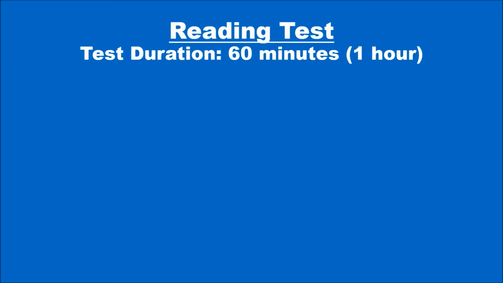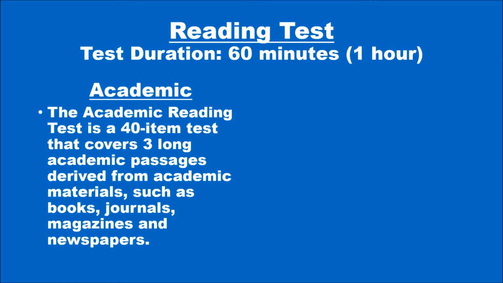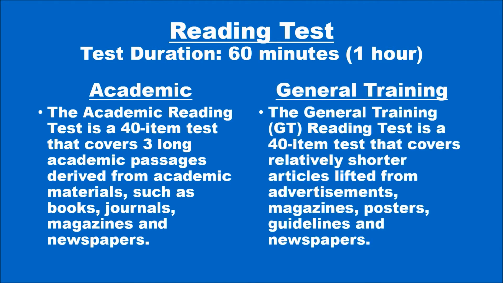The reading test. The reading test has 2 test types, both of which have a time limit of 60 minutes or 1 hour. One of these test types is the academic test. The academic reading test is a 40-item test that covers 3 academic passages derived from academic materials such as books, journals, magazines, and newspapers. The other type is the general training test. The general training reading test is a 40-item test that covers relatively shorter articles lifted from advertisements, magazines, posters, guidelines, and newspapers.